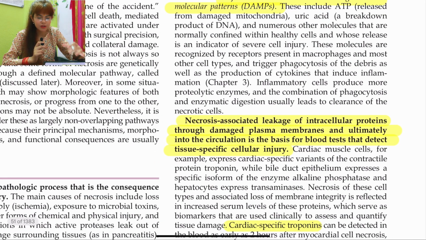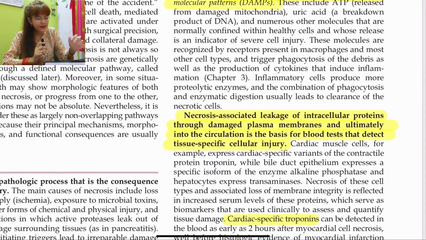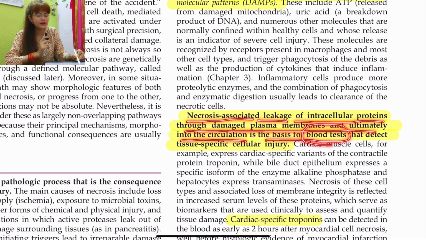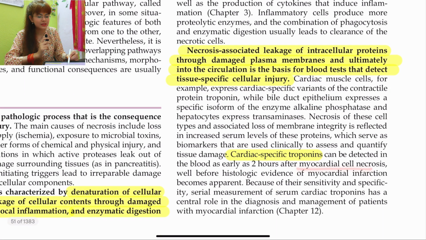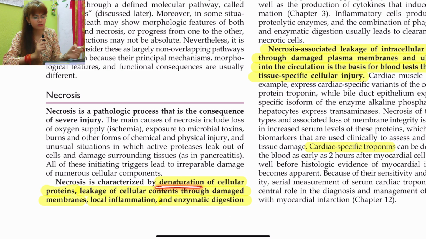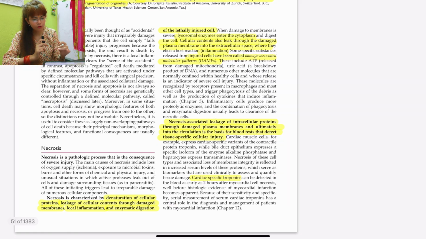So once there is damage, and these kinds of molecules come out into the extracellular space, they can be used to measure what kind of injury has happened. So necrosis associated leakage of these intracellular proteins through damaged plasma membranes and ultimately into circulation is the basis for a number of blood tests which detect tissue specific cellular injury. Like in case of myocardial infarction, you can see cardiac specific troponins appear in the blood. So this is basically how necrosis happens. It happens because of denaturation of the proteins, there's inflammation, and there is breakdown of the cellular membrane, and all of it.